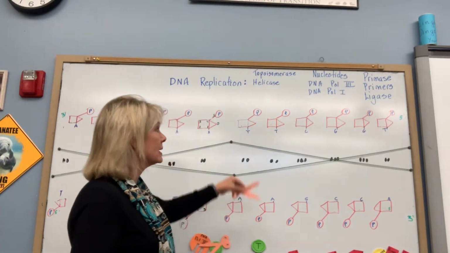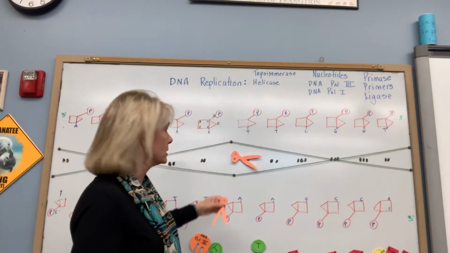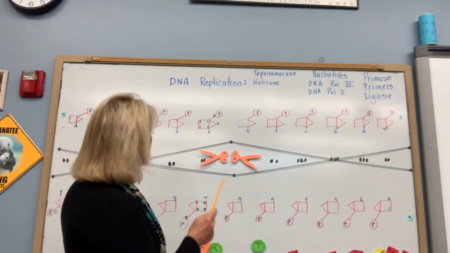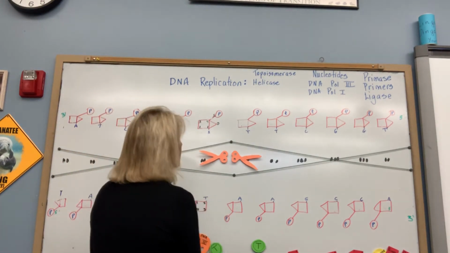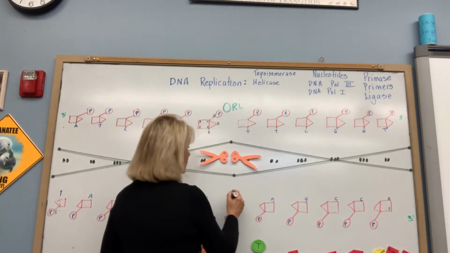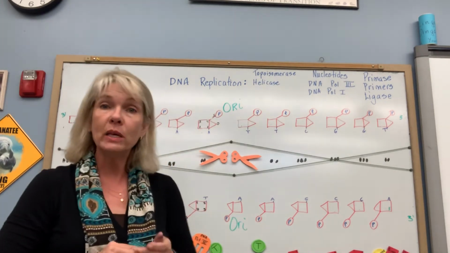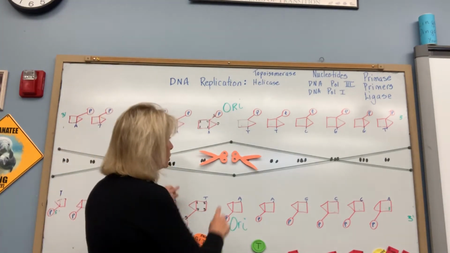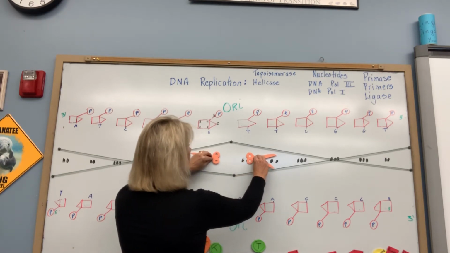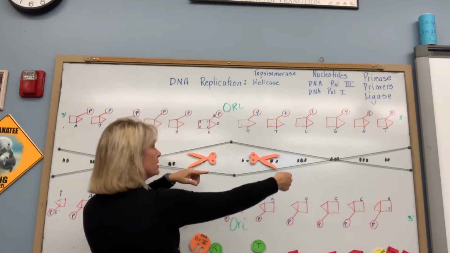Now I draw helicase like a pair of scissors because helicase is going to cut and break apart those weak hydrogen bonds. So helicase is going to begin in the middle, which is what we call the origin, O-R-I. The origin is where the replication will begin, and it begins in the middle of your bubble. So if helicase is coming along, unzipping these hydrogen bonds, remember, this is a double helix strand.